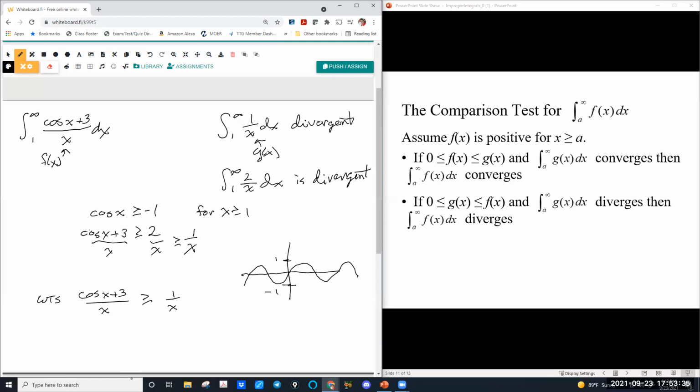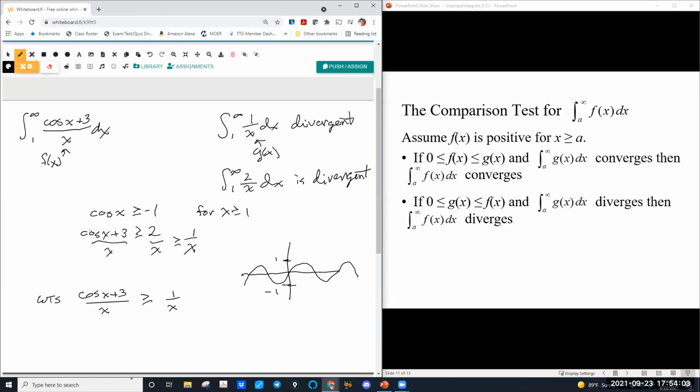Because now we can just deal with the 2 over x if we want. Well, hey, 1 over x is divergent, so is 2 over x. Doubling infinity is still infinity. And doubling a finite number is still a finite number. So sometimes, and you'll see it in some of the examples, it's to our benefit to double or cut in half our integral to get this inequality to be the way we want it to be.